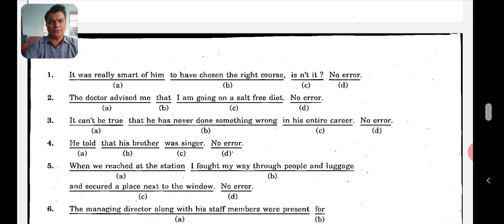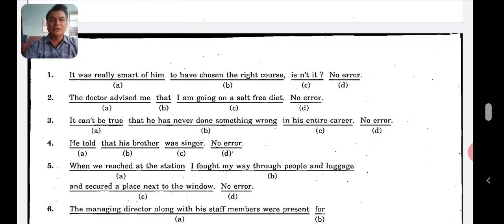Let's go to the fourth one. He told that his brother was singer. He told that his brother was a singer will come. So answer is C. Was a singer. You have to use the article a there. When we reached at the station, I fought my way through people and luggage and secured a place next to the window.